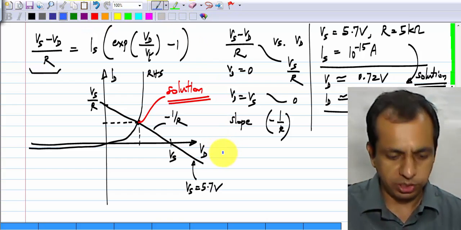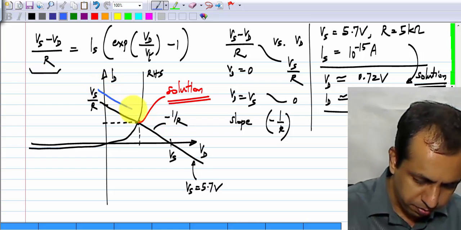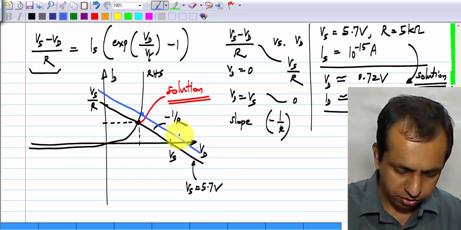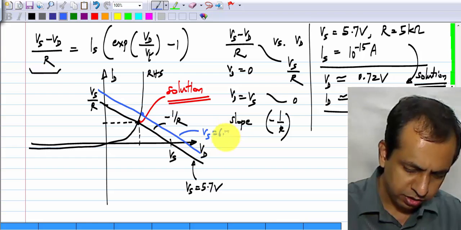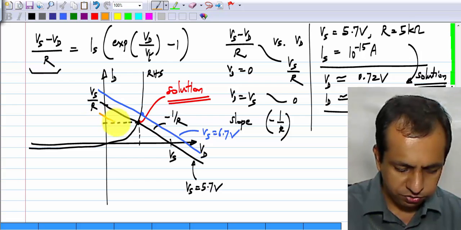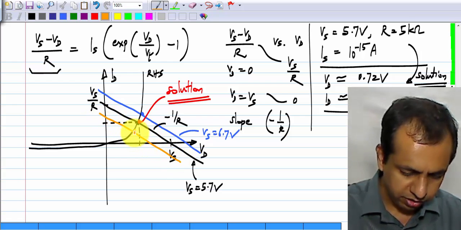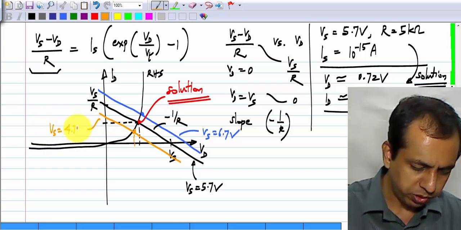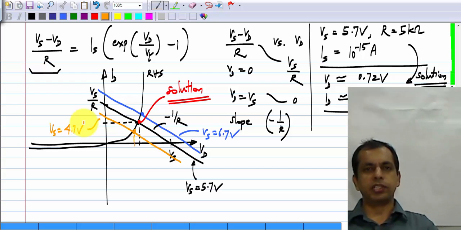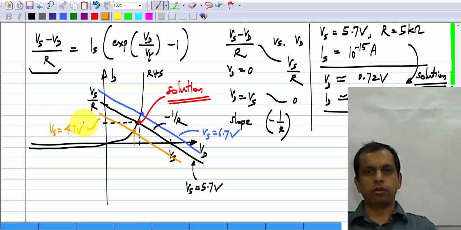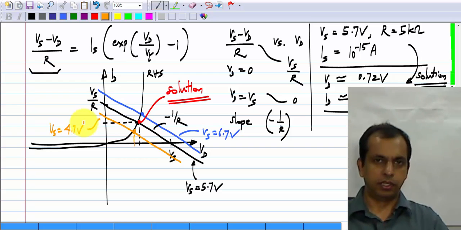So, let us say Vs changes to 6.7 volts, you will get a line like that and you will get a different solution. Alternatively, if Vs is 4.7 volts, you would get a solution like that, and you will get yet another solution. So, this corresponds to Vs equals 4.7 volts. So, the point is that anytime the input changes, you have to solve the nonlinear equation all over again. Now, this is a big difference from linear circuits.